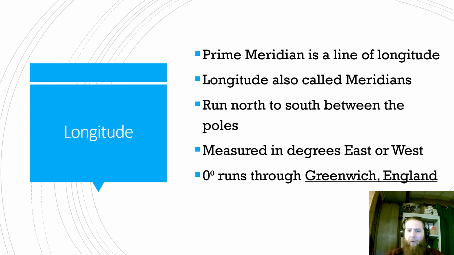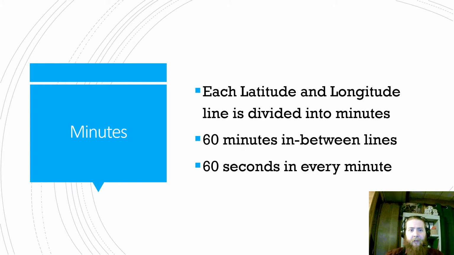We measure them in degrees east or west, and the 0 degree line is actually running through Greenwich, England, and that's a really important fact. There's lines painted in Greenwich showing this line going through there. It's really, really important when we start talking about time zones.